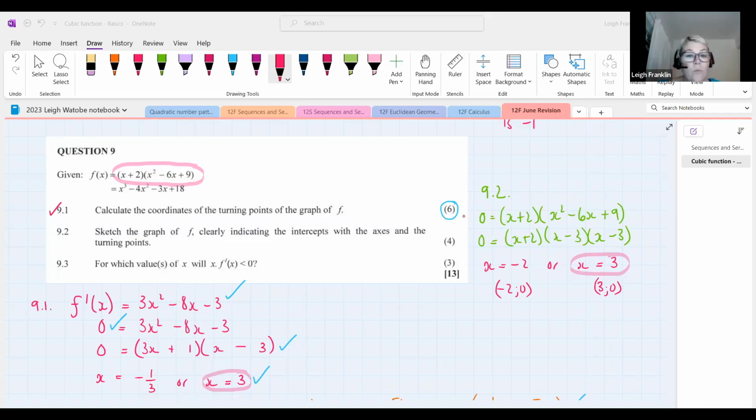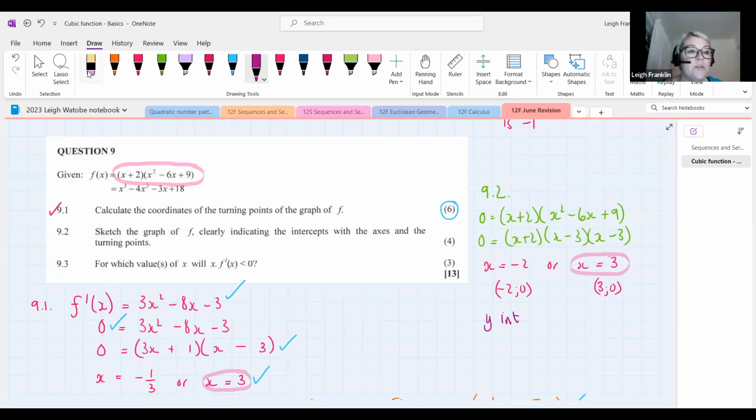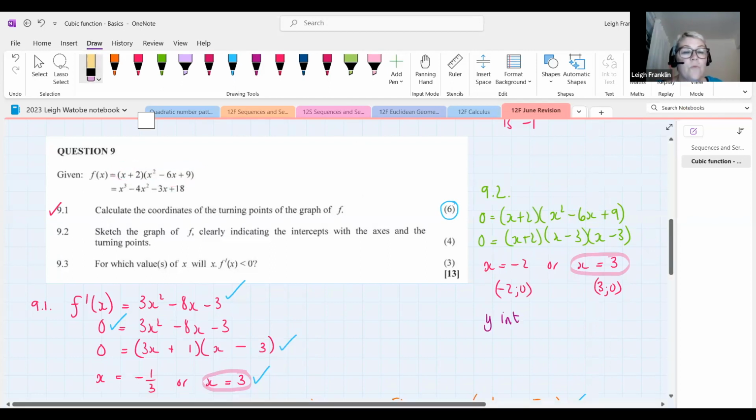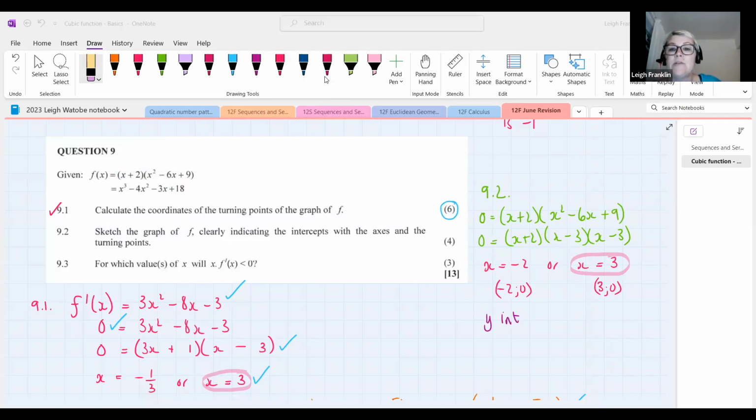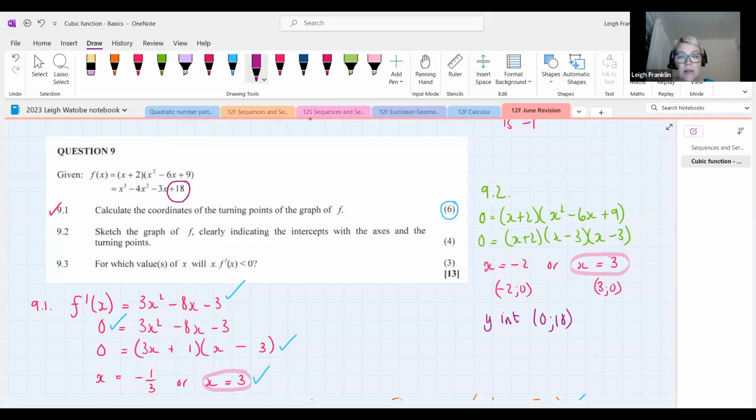Yes, perfect. Okay, so now we know the x-intercept. Do we know the y-intercept? Do we know the coordinates of the y-intercept? Have a look at the equation matrix. Yes, well done, William. 0 and 18. Perfect. Okay, good. Well done, everybody. Remember, it's our constant. That's our y-intercept.